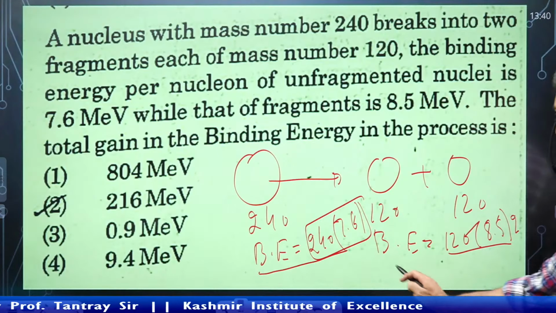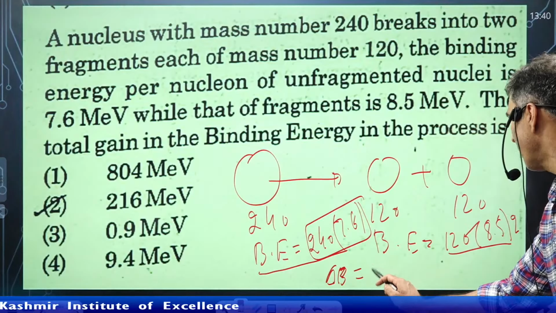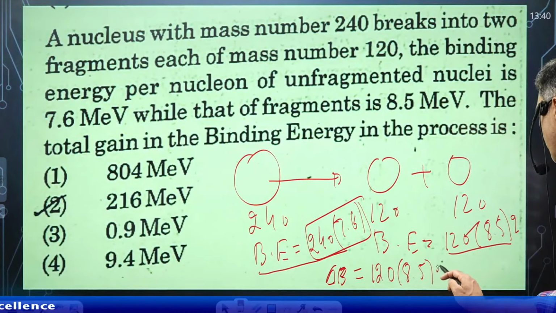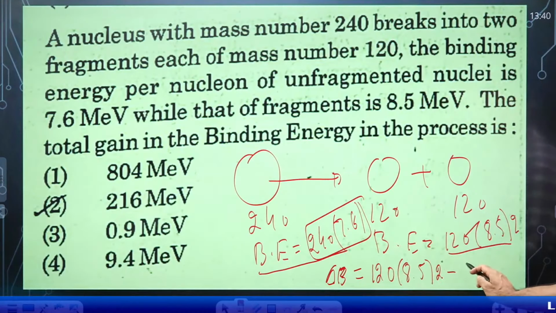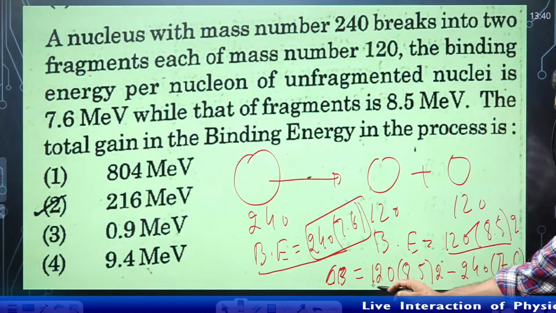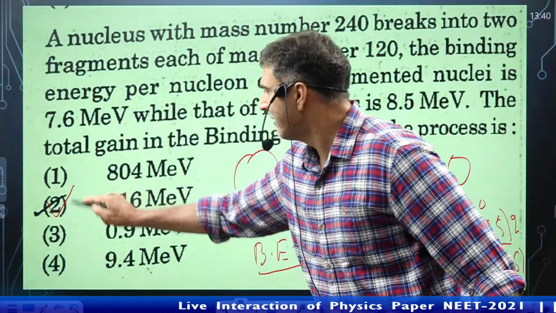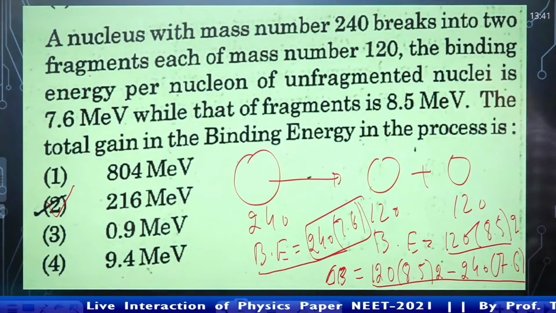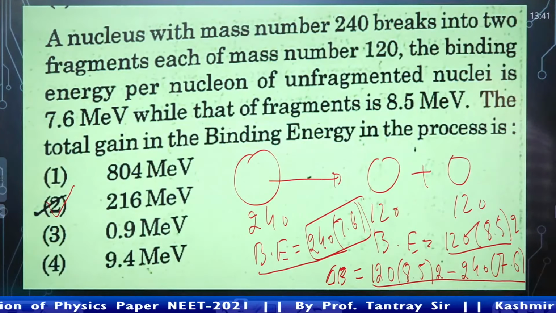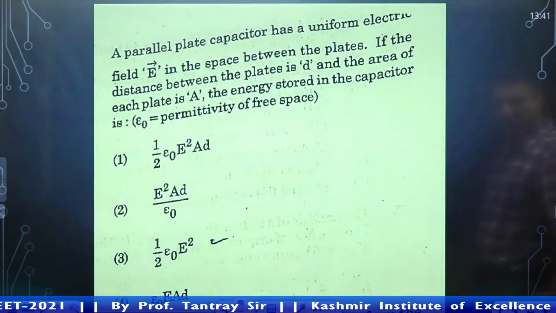So I will write down the change in binding energy. That is 120 into 8.5 into 2 minus 240 into 7.6. If you substitute this, you will get the answer. So possibly this is the answer. You can check it out yourself, and I think 216 MeV must be the answer.